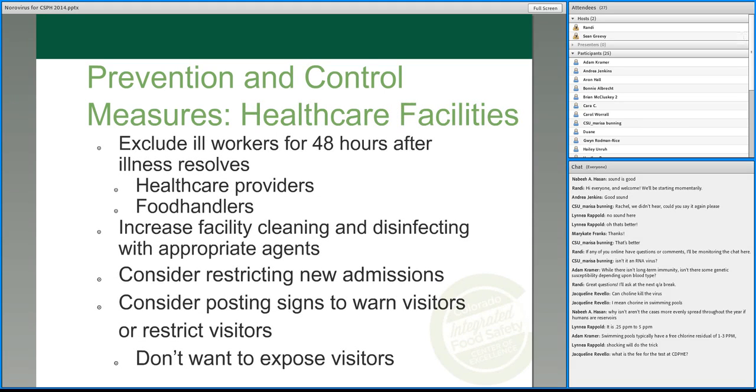Okay, so moving on to healthcare facilities, exclusion of ill workers is also really important here, and the recommendation is to exclude them for 48 hours after their symptoms resolve. And again, this is both the healthcare providers and the food handlers.